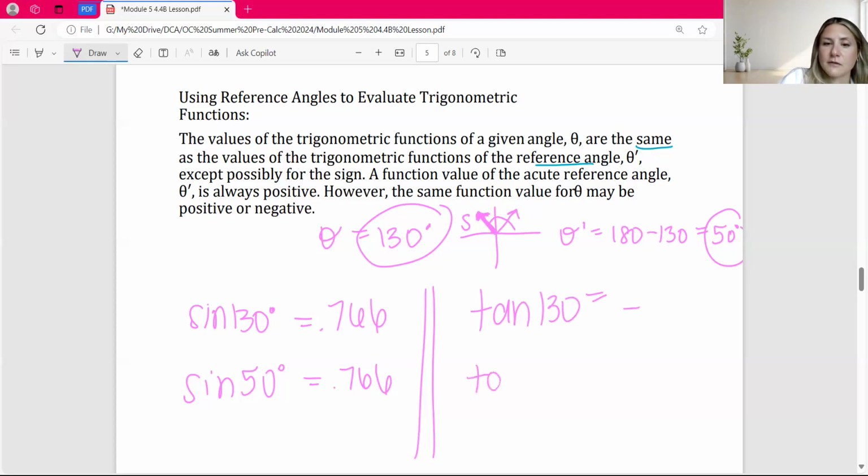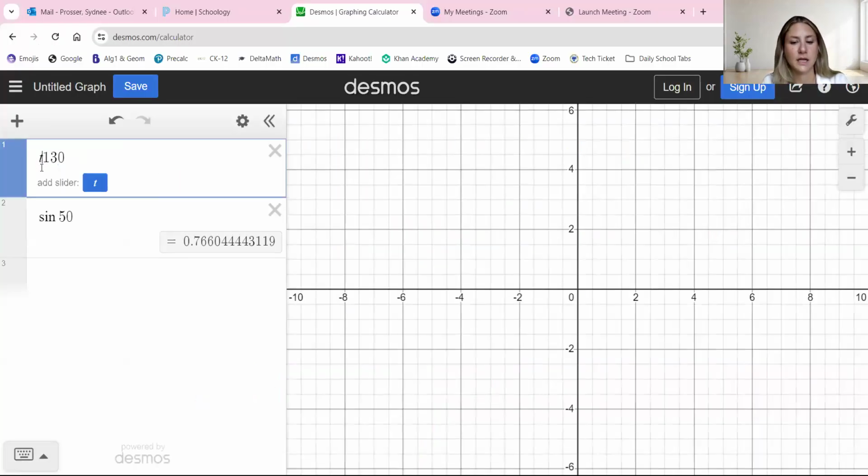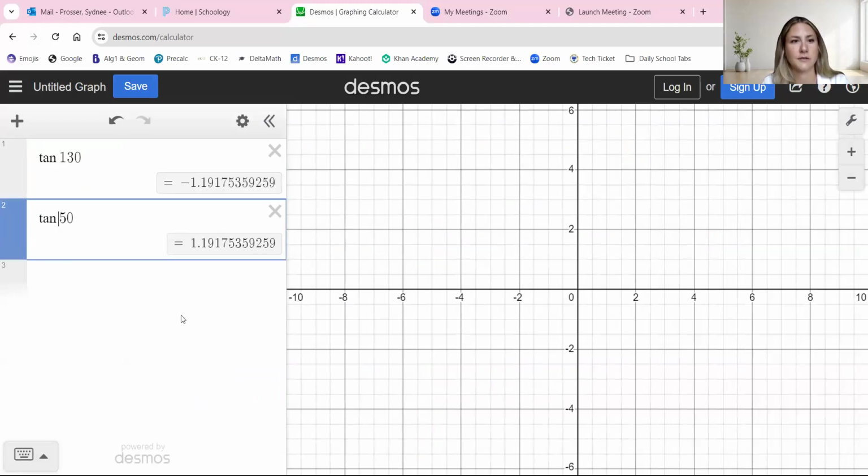And then tangent of 50 degrees. Let's see if these are equal values, just different signs, because 50 degrees is in quadrant 1, and we know tangent is positive in quadrant 1. Let's just change this to tangent of 130 and tangent of 50. Same value, one's positive and one's negative.